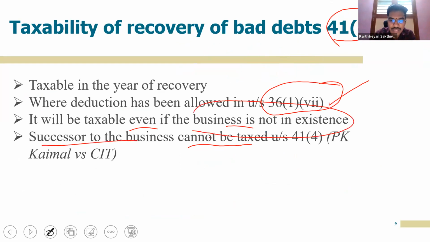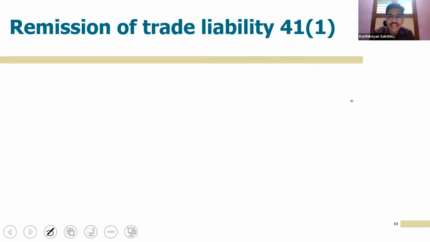Whether or not the business is in existence, who is the person who should be taxed? The person who is the owner of the business. If he is not to be taxed, the successor to the business cannot be taxed. Simple point. Right. Next, we have seen bad debts written off and recovery of bad debts.